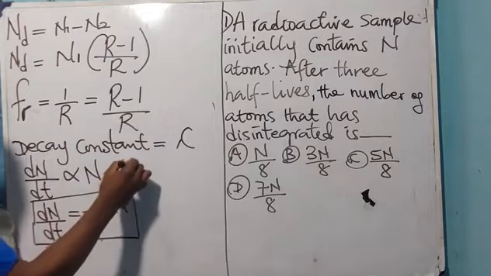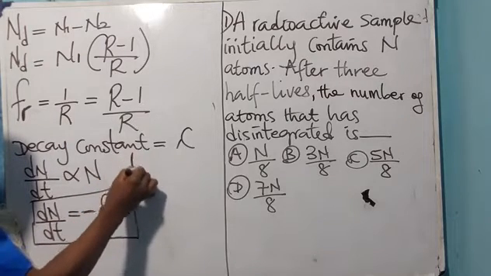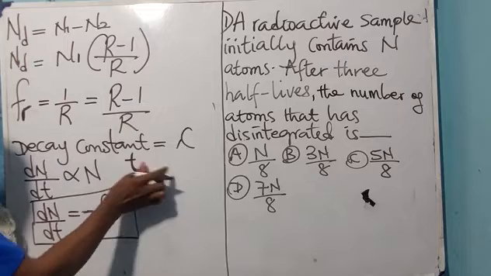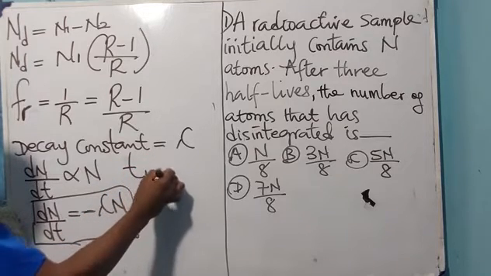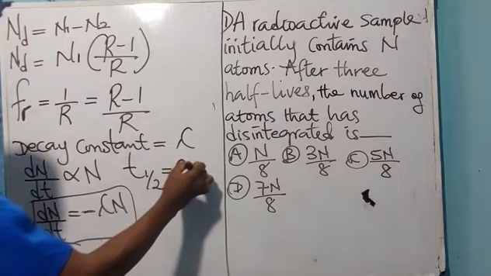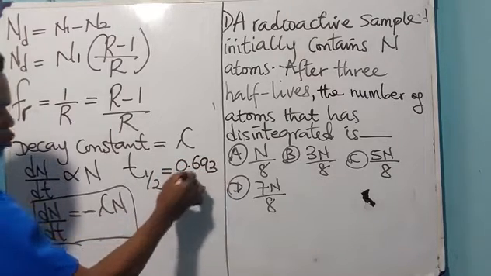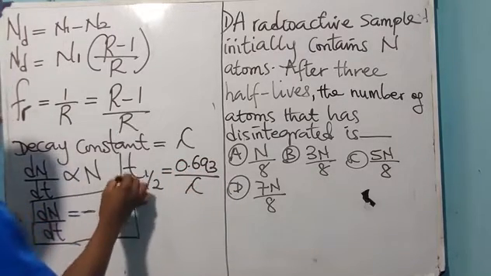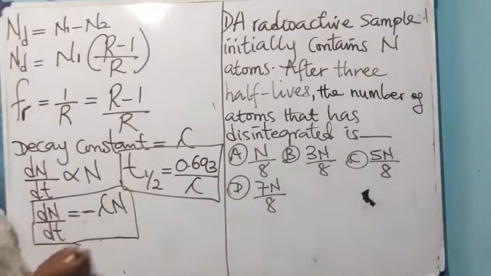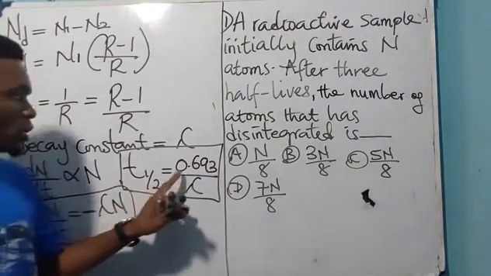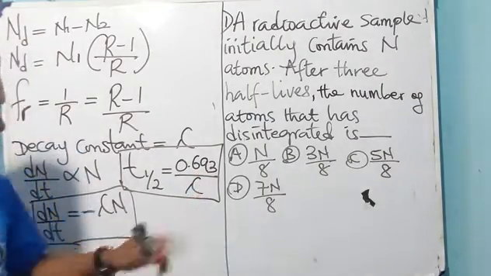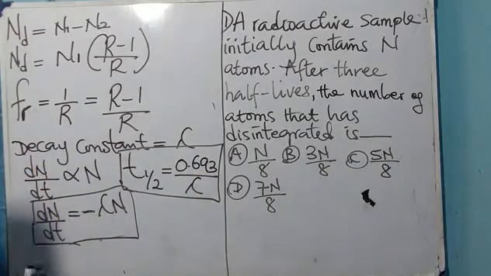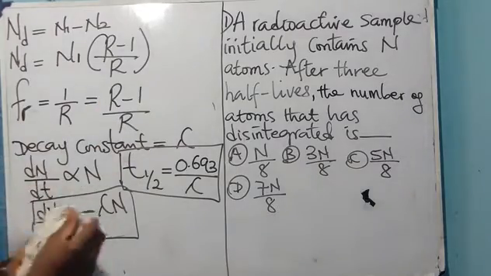Now, take note that T half is always equal to 0.693 over the decay constant. T half is always equal to 0.693 over the decay constant. Take note of that. Alright, so let us solve this question on the board.